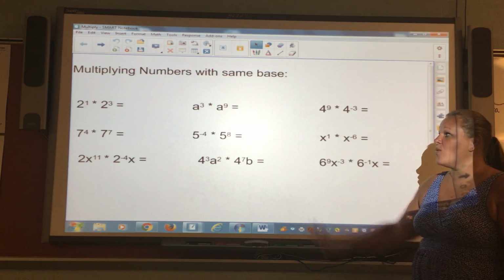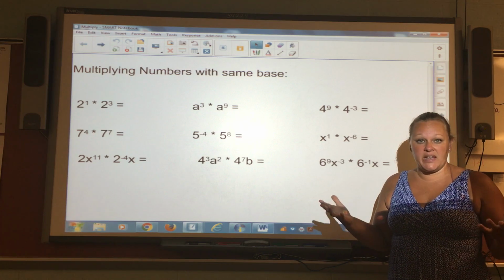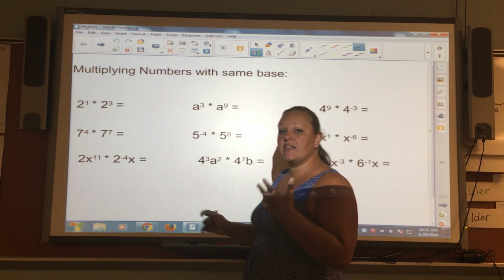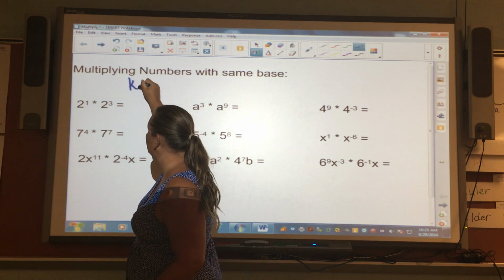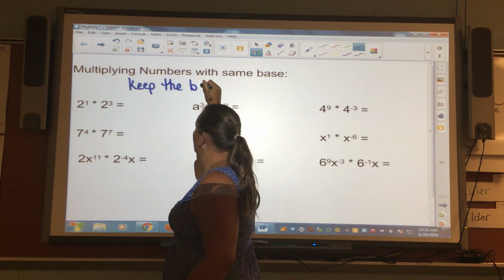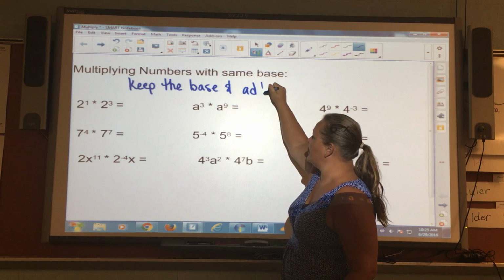All right, in this video, we're going to multiply numbers that have the same base, or big number or letter. So when you are doing this, you are going to keep the base and add the exponents.